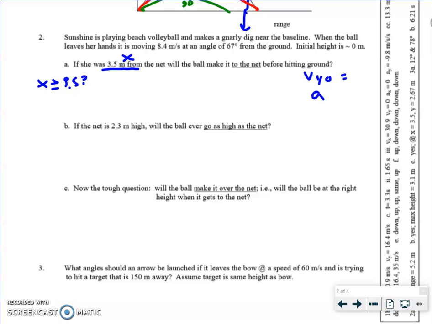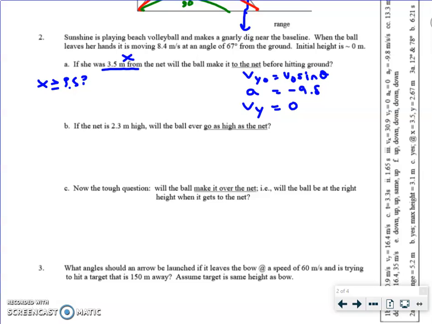All right, so the initial velocity in the y direction is going to be 8.4 times the sine of 67 degrees. Okay, so we still have to do those component steps. So let me work it out here. Vy naught is v naught sine theta. The acceleration in the y direction is, of course, negative 9.8. And the final velocity in the y direction is 0.